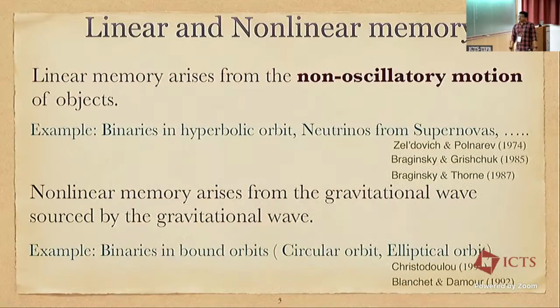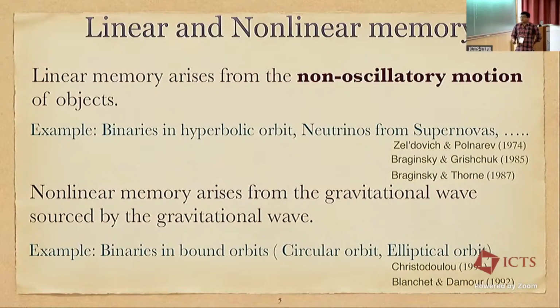Depending upon the source, there are two kinds of memory: one is linear memory and the other is non-linear memory. Linear memory mostly arises in the case of non-oscillatory motion of objects, for example binaries in unbound orbits like hyperbolic orbits, or neutrinos from supernovae. Professor Mohanty also discussed gravitational waves from gamma ray radio bursts. In those cases, they give the linear memory.